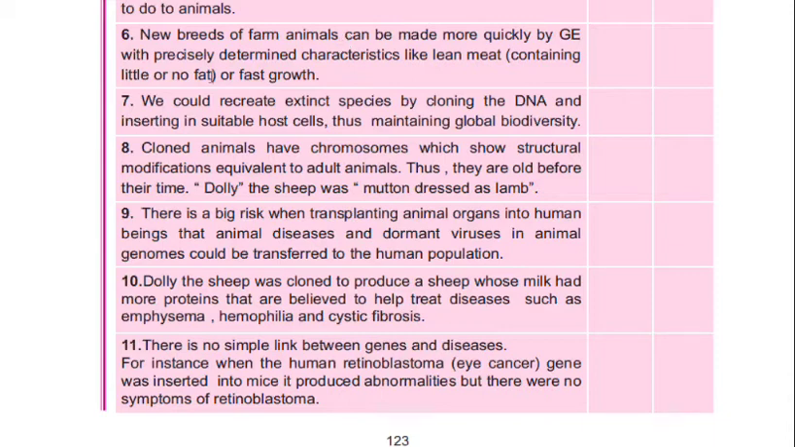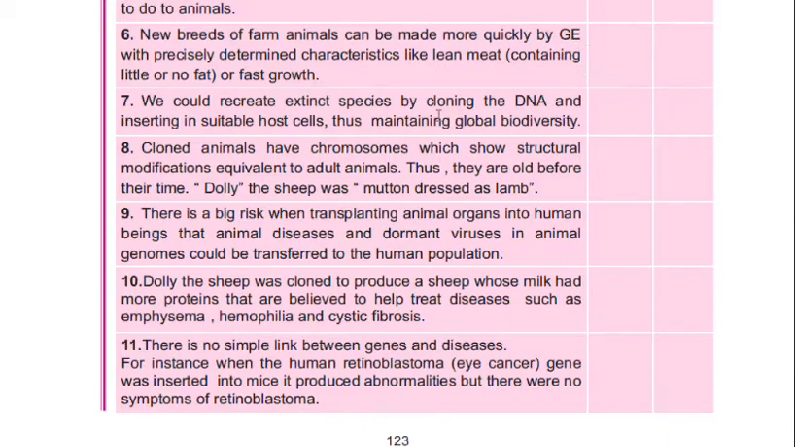6. New breeds of new types of farm animals can be made more quickly by genetic engineering with precisely determined characteristics like lean meat, which contains little or no fat, or fast growth. We can make animals that make good meat with no fat or little fat, or animals that grow rapidly thanks to genetic engineering. So that is an advantage, and that is 4.